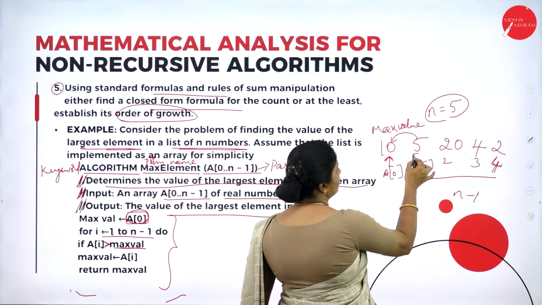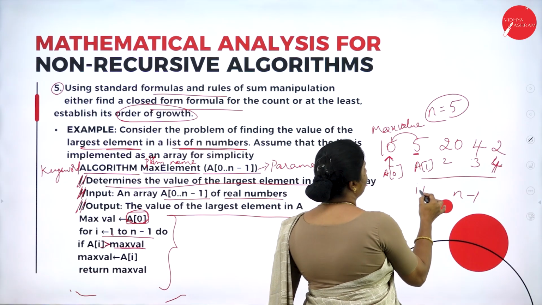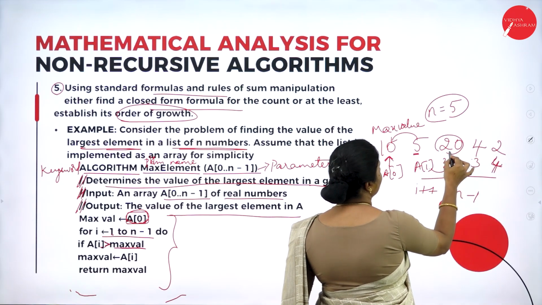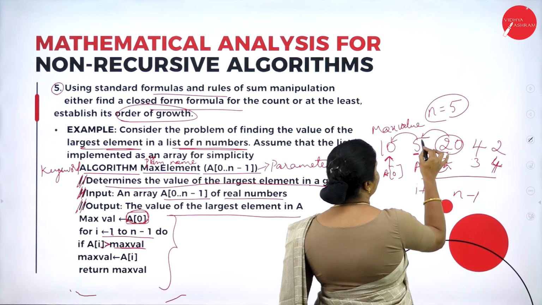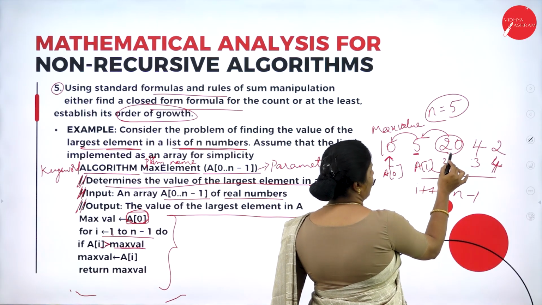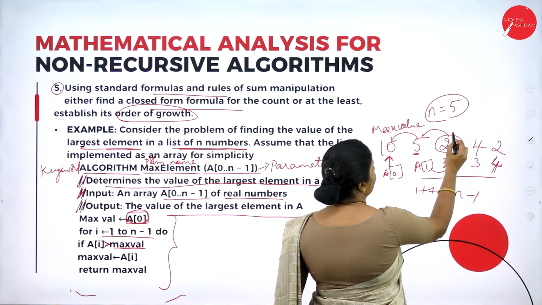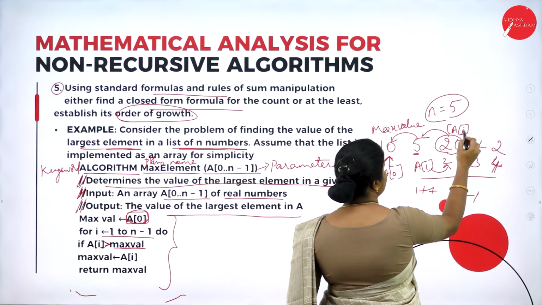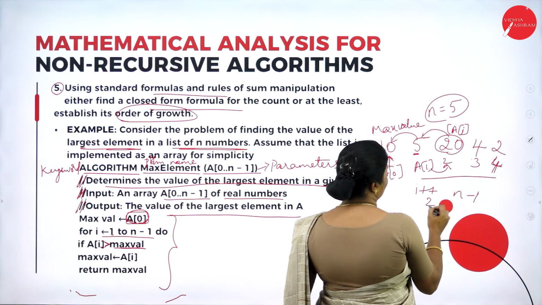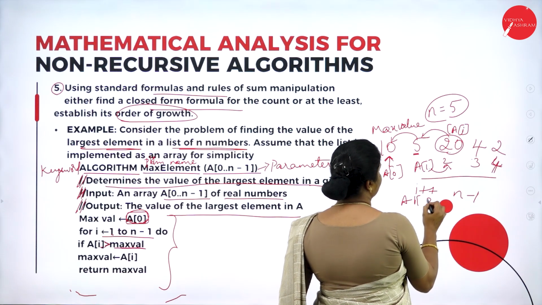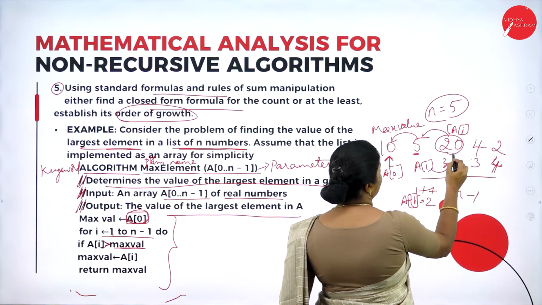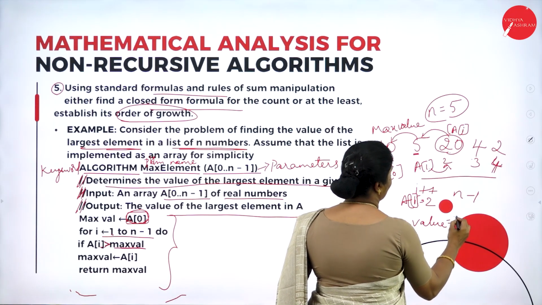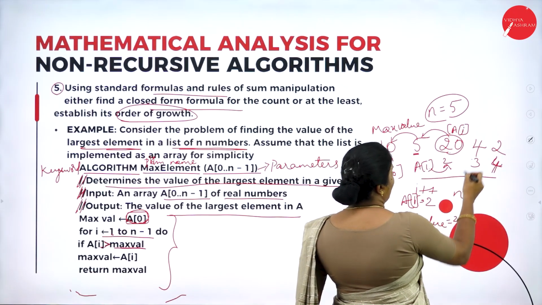Is it greater? No. Then I plus plus. So the I value increments. Then it moves to 2. So here I have a 20. Compare 20 with 5. Is it greater? Yes, it is greater. Then the max value will become A of I here. Now I is 2, so A of I is 20. So now the max value is 20. Again, I plus plus.